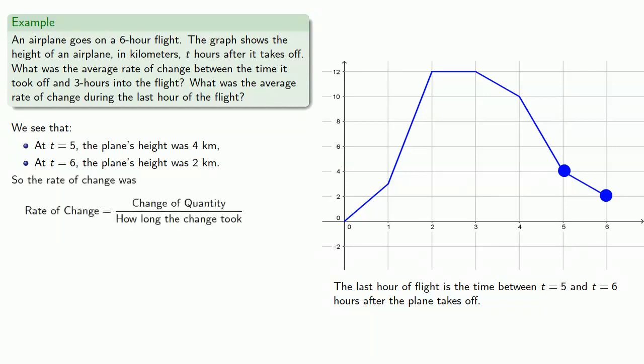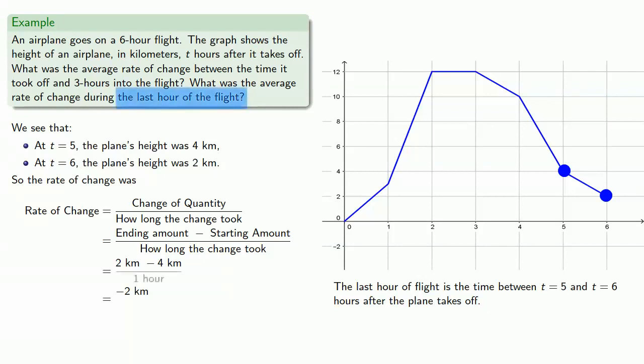So again, our rate of change is the change in quantity divided by how long the change took. The change is the ending amount minus the starting amount. And we ended at a height of 2 kilometers. We started at a height of 4 kilometers. So that gives us our difference, minus 2 kilometers, and the change took 1 hour. And so our rate of change is minus 2 kilometers per hour.